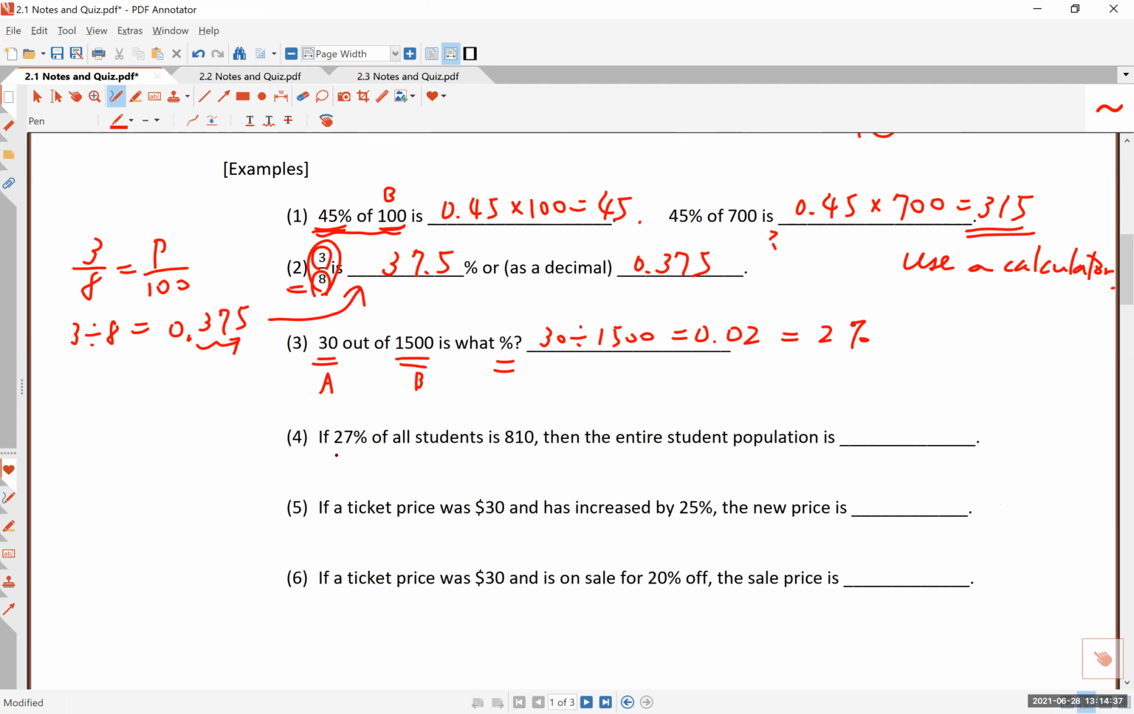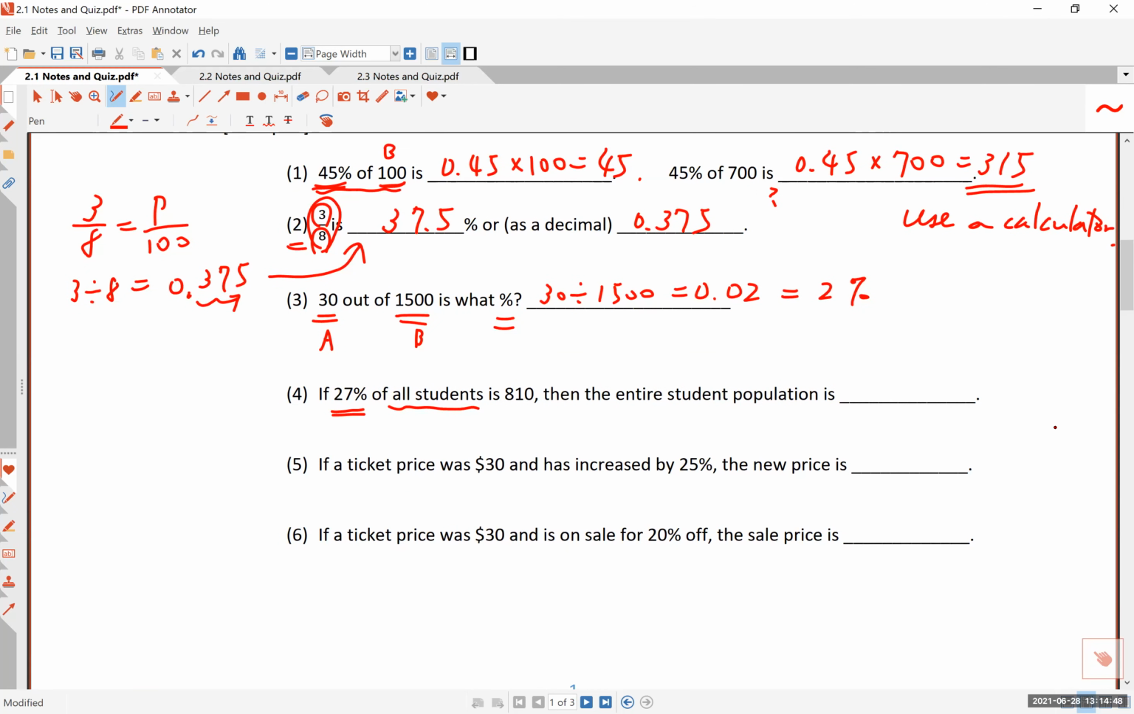Number 4, if 27% of all students is 810, then the entire student population is blank. Let's say 27% of all the student body are seniors in a particular high school, and that's 810 seniors at this high school. Then what is the student population? Notice here, we have a percentage, and we are missing the base number, the reference number. Now we know that 27% of it is equal to 810 people. So the idea is this: you have 810 people divided by some number we don't know, that's the reference number B, is 0.27 or 27%.